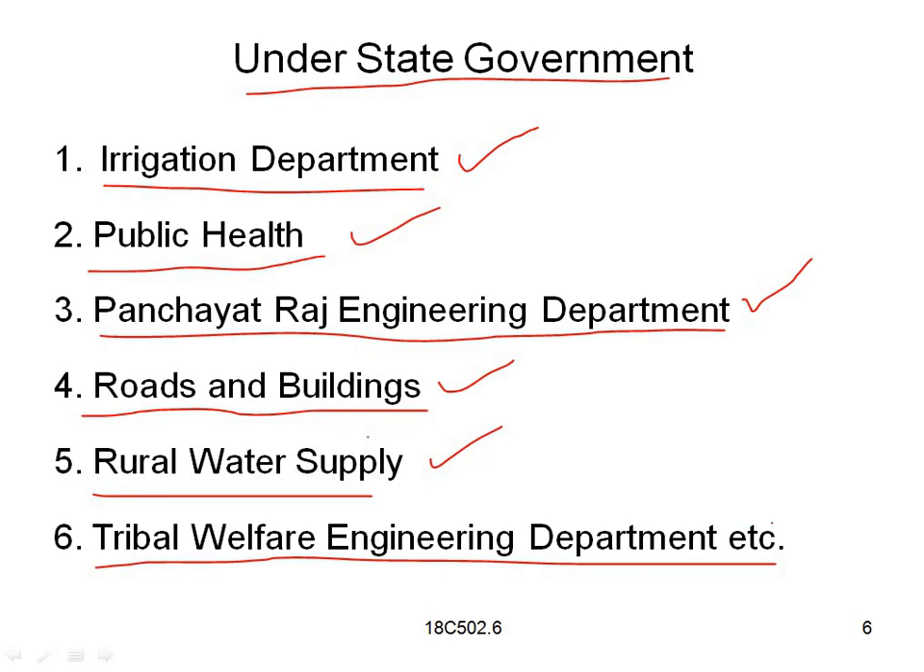So okay, and the last one is tribal welfare engineering department. So here this department will look after the tribal people who are living in the forest areas. For them they will be providing societies and groups, so all communication facilities will be provided by the tribal welfare engineering department, okay. So these six departments are under the state government.